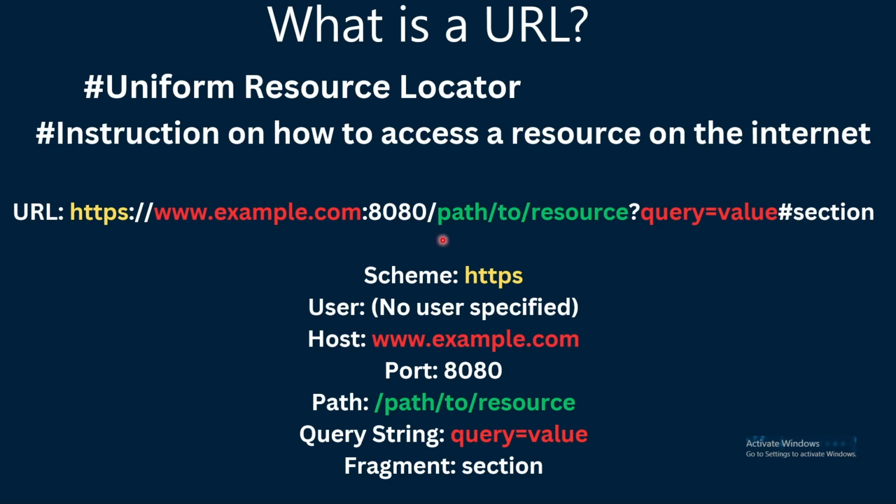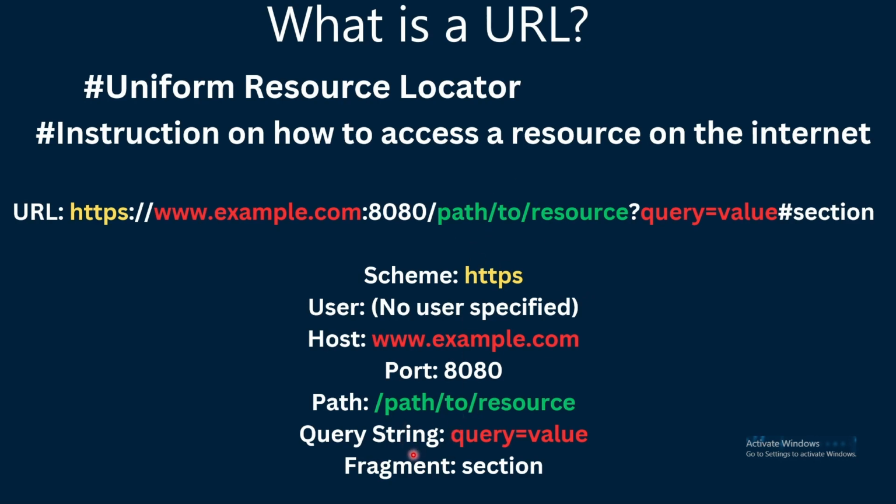8080 basically means web servers. So next we can see path, and this basically means the file name or the location of the file resource you are trying to access.